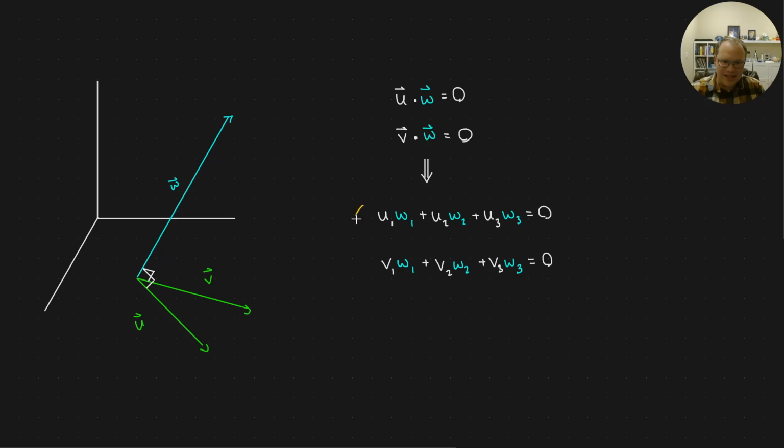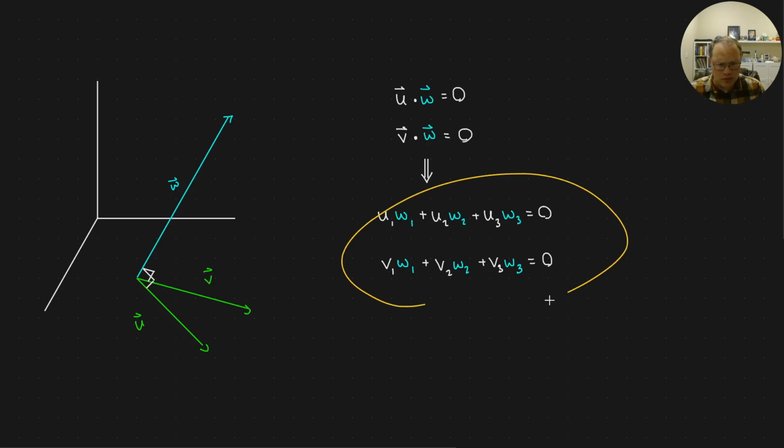And so I get a system of equations. Now, note how many variables I have in this system, how many unknowns there are. W1, W2, W3. These are my unknowns, okay? The U's and the V's, I'm assuming I know. I know vector U, I know vector V. What I want to know is a vector orthogonal to both of those vectors.